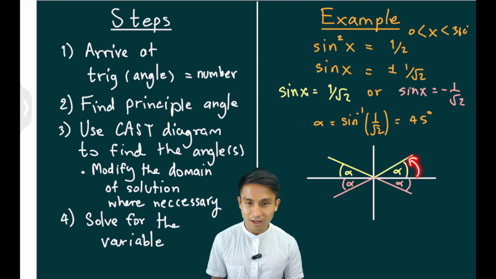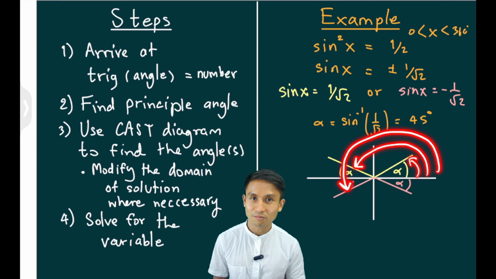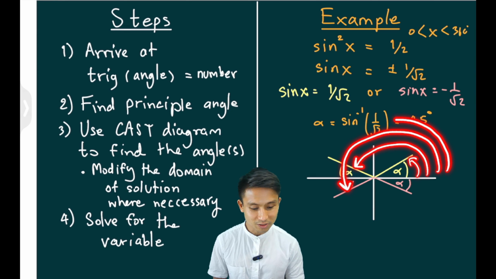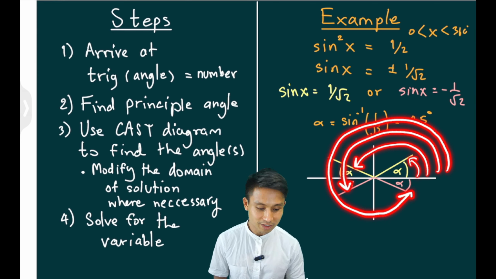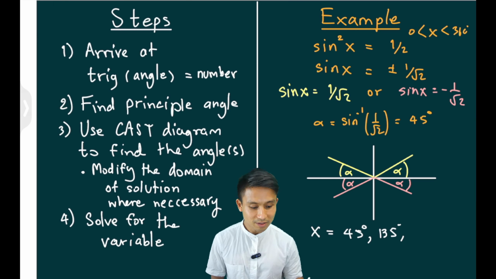This will be 45. This will be 180 minus 45. This will be 180 plus 45. And the last one will be 360 minus 45. X will just be 45. 180 minus 45 will be 135. 180 plus 45 will be 225. And 360 minus 45 will be 315.